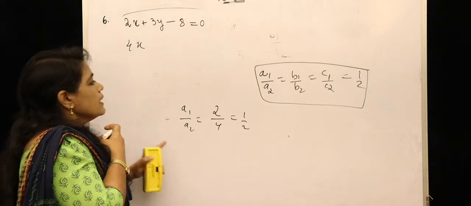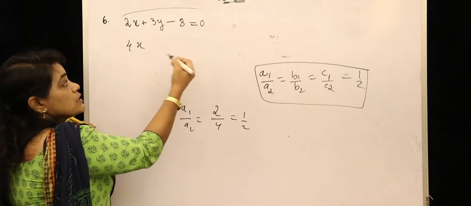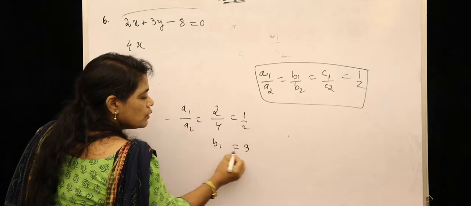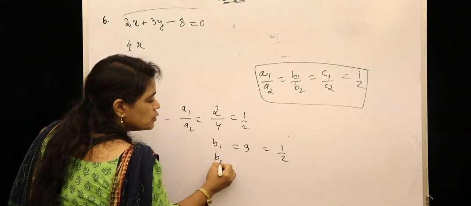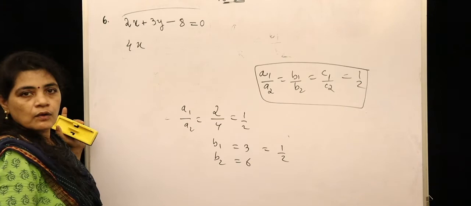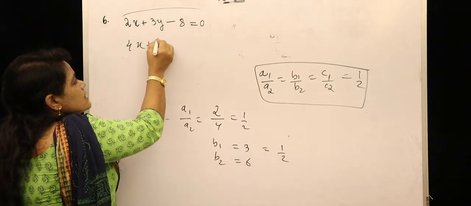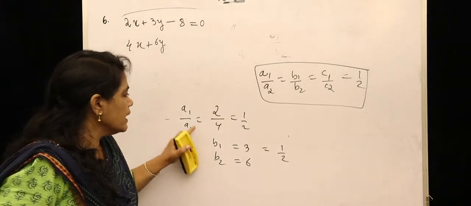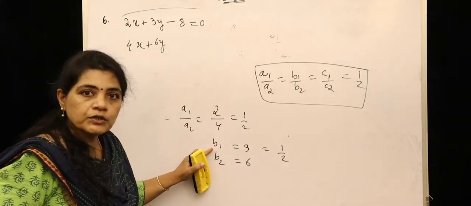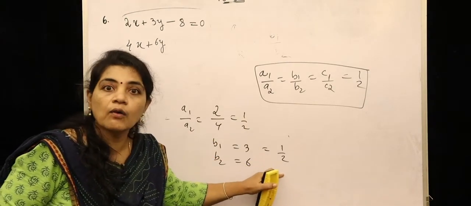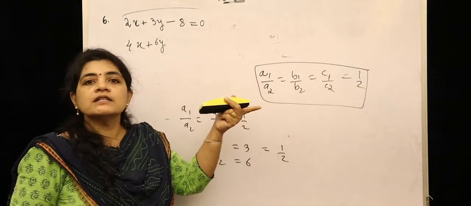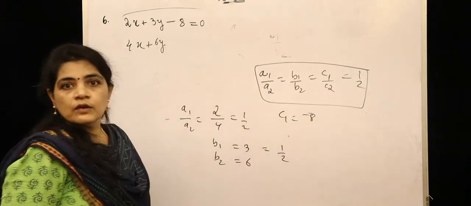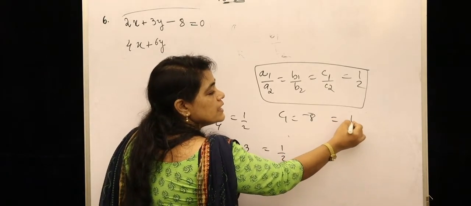And equal to B1 by B2. We have B1 as 3. So in order to get 1 by 2, this B2 must be 6. That means I am taking here plus 6y. Understood? So what happened now? A1 by A2 I made equal to B1 by B2. Both ratios are now 1 by 2. And for C1 by C2, in the given equation C1 is minus 8. With the ratio C1 by C2 we must get 1 by 2.